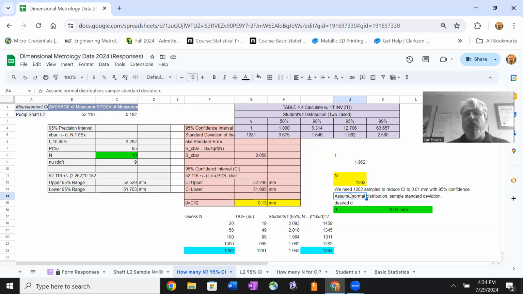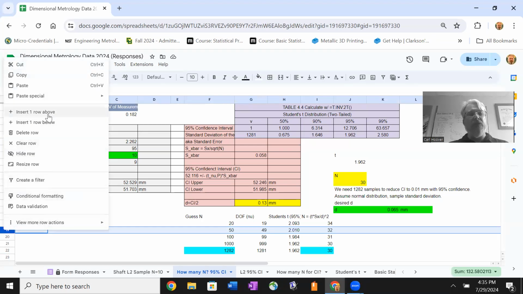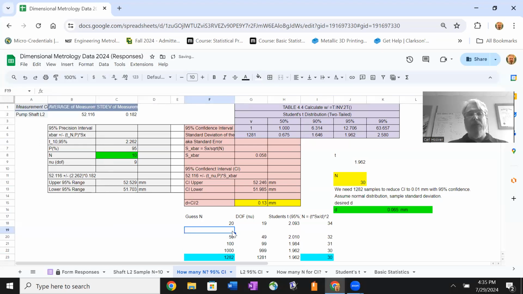Another look at this same problem is to say, okay, if that's too many, what might be more reasonable? What if we changed D instead of D to 0.01? What if we said we're just going to be half of the current interval? And so half of the current interval is 0.065, our precision value for our confidence interval that we're looking for. And we can see from some of these numbers that this and this still don't quite match. We'll insert a row above here, might try 30 and see what we get for that.